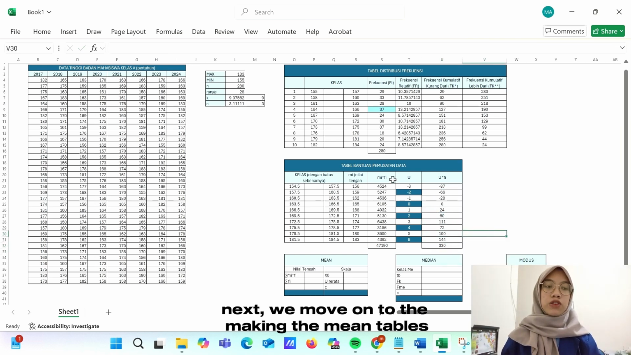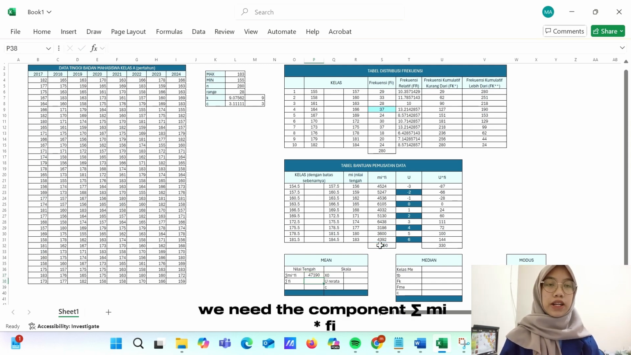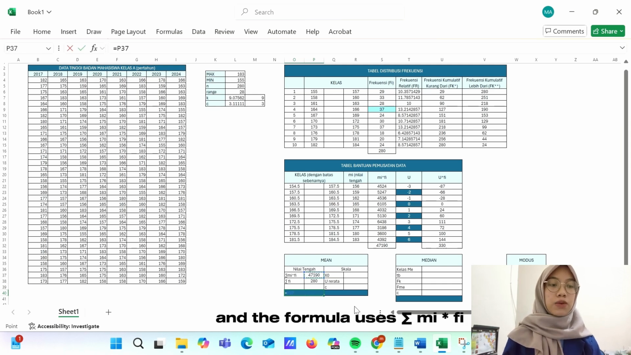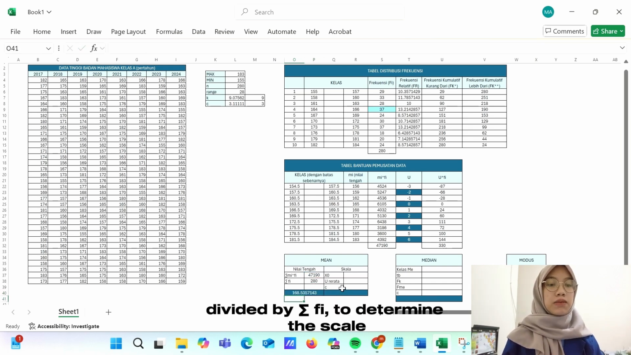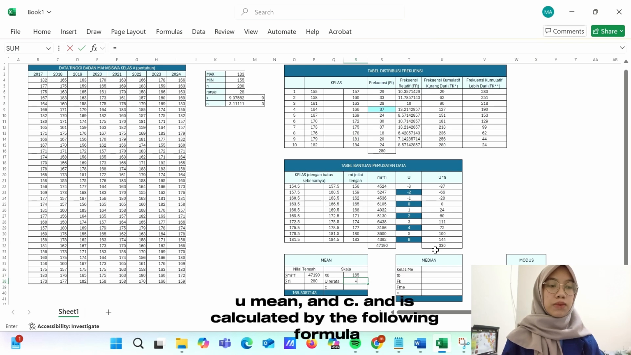Next, we move on to making the main tables. In making the mean table, we need the components sigma mi multiplied by v and sigma v to determine the middle value. The formula uses sigma mi multiplied by v divided by sigma v to determine the mean. We need the x0, U mean, and c, and it is calculated by the following formula.